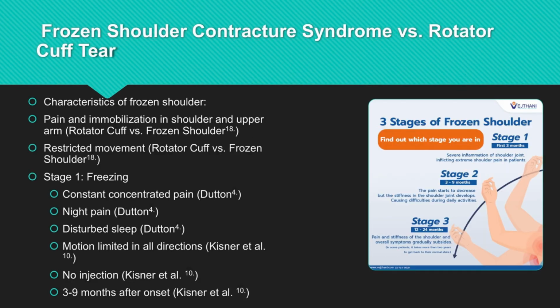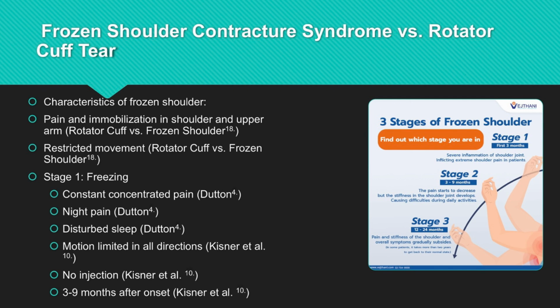So for the differential diagnosis, I compared it to frozen shoulder, also known as frozen shoulder contraction syndrome. And so both do cause pain and immobilization within the arm, but frozen shoulder is also going to cause restricted movement. But the thing that sets it apart is that you have 3 stages.